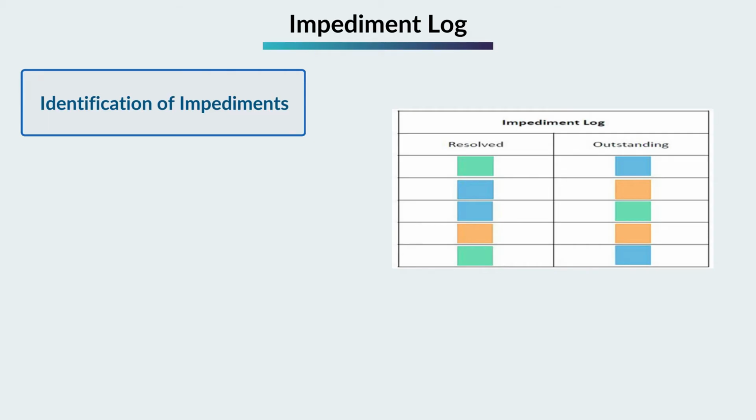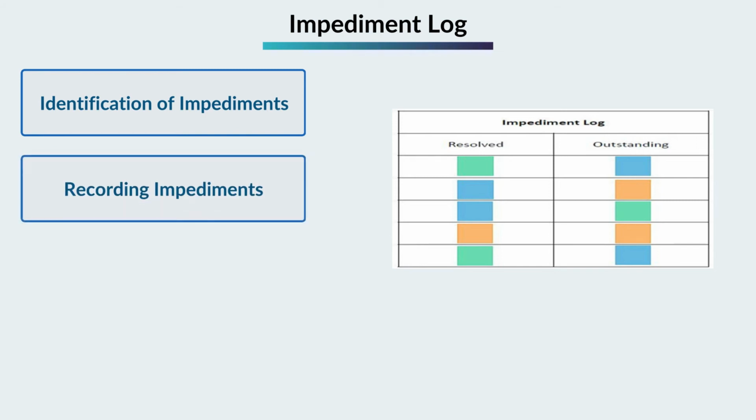Recording impediments. The Scrum Master is responsible for recording identified impediments in the impediment log. This log can be a physical or digital document where impediments are documented in a structured manner. It typically includes details such as the nature of the impediment, who identified it, its impact on the sprint, and the date it was raised.